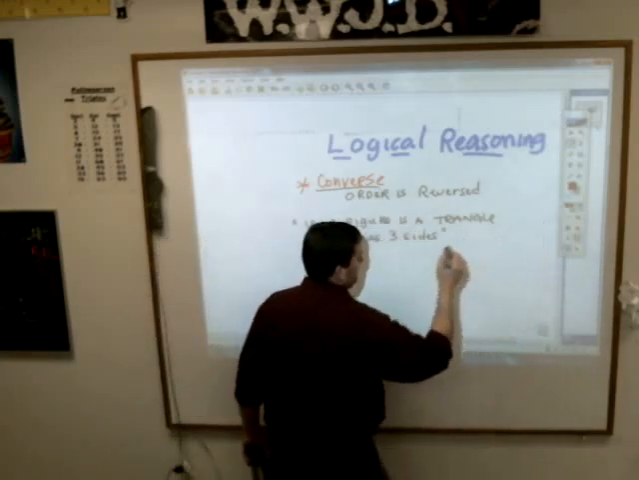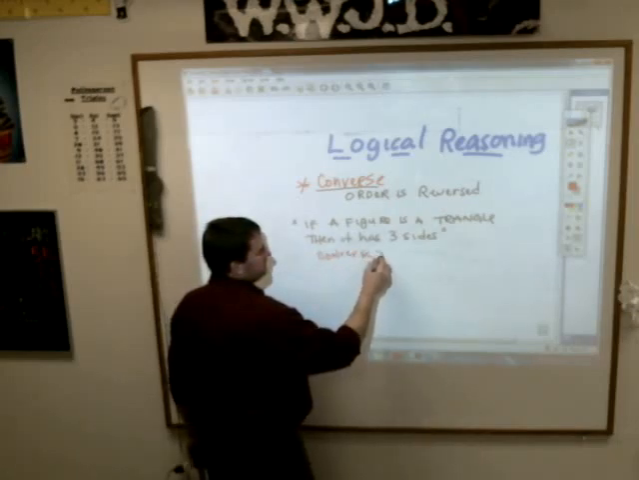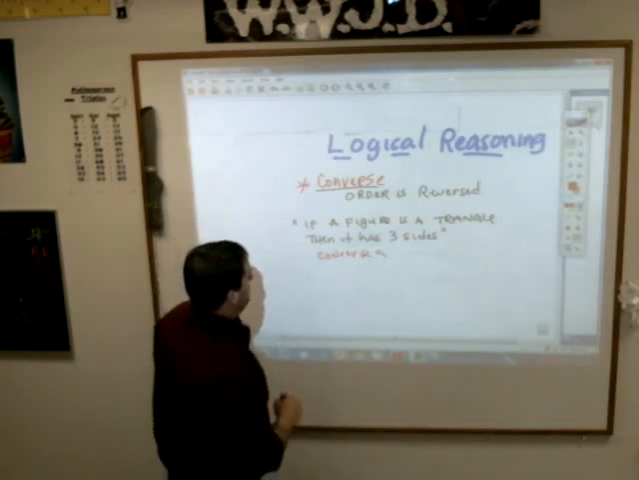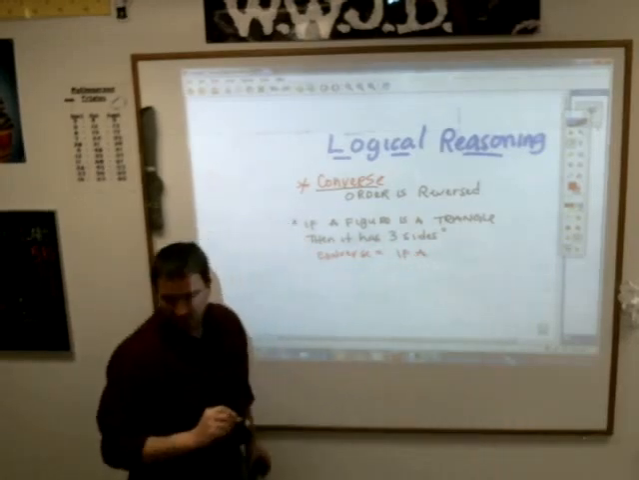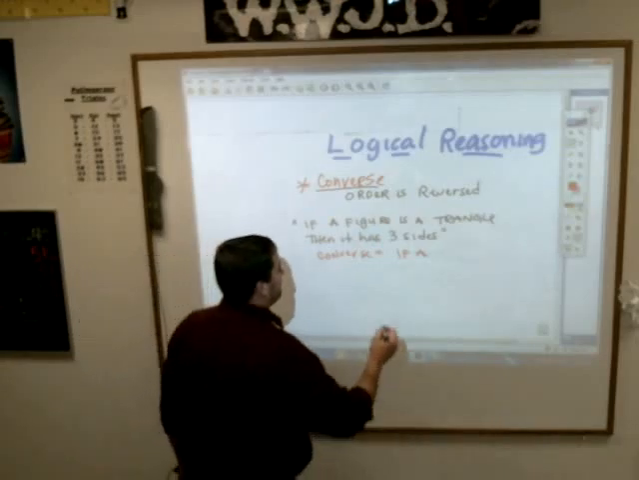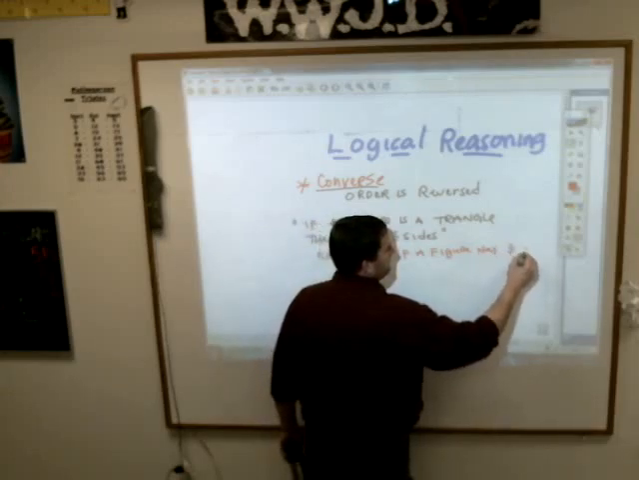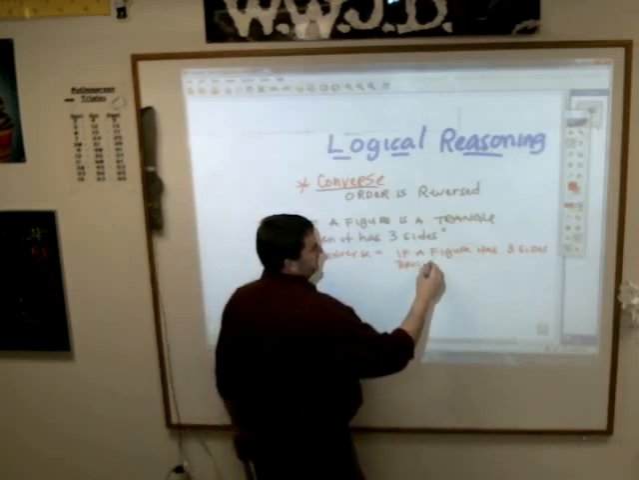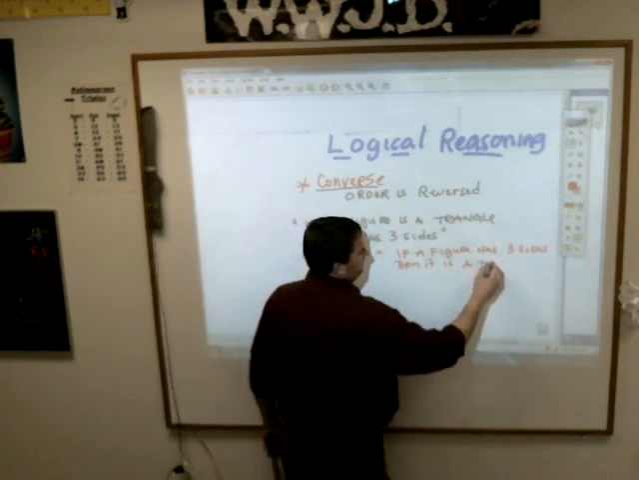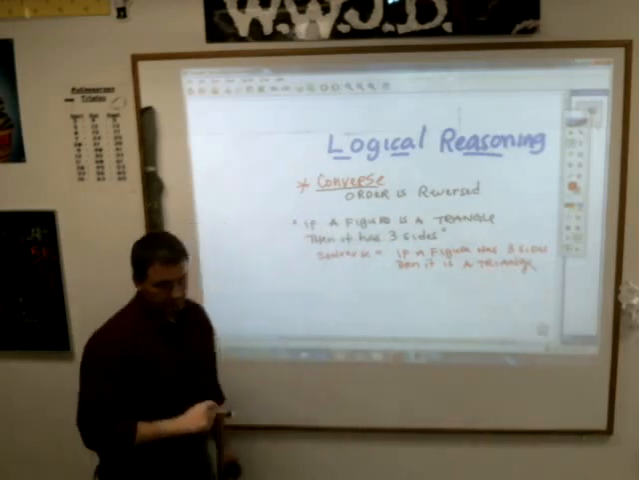So the converse. If a figure has 3 sides, then it is a triangle. Now, in this case, is the converse true? Yes. All 3-sided shapes are triangles. It doesn't matter if you flip it over.